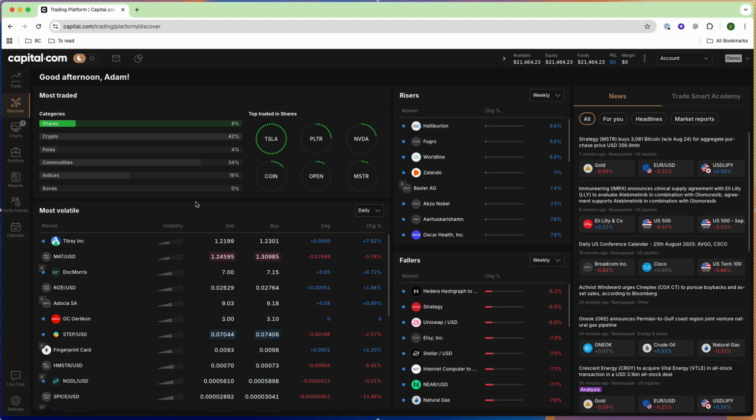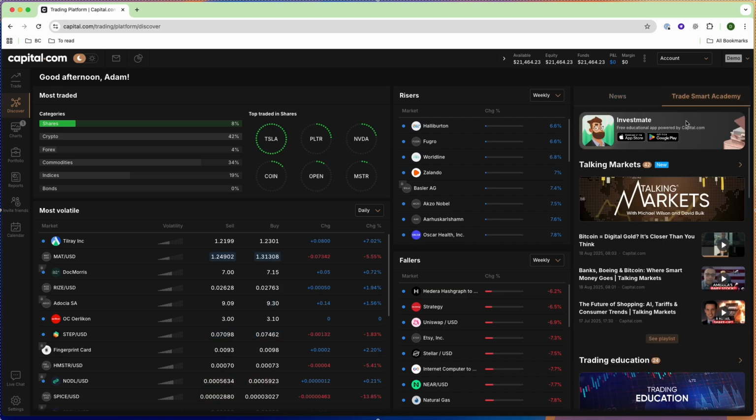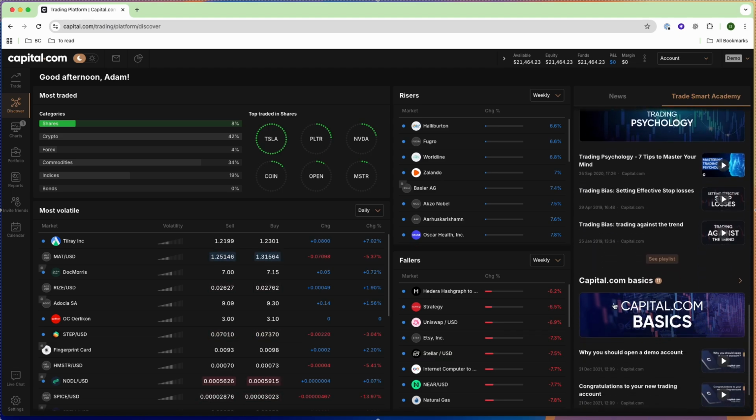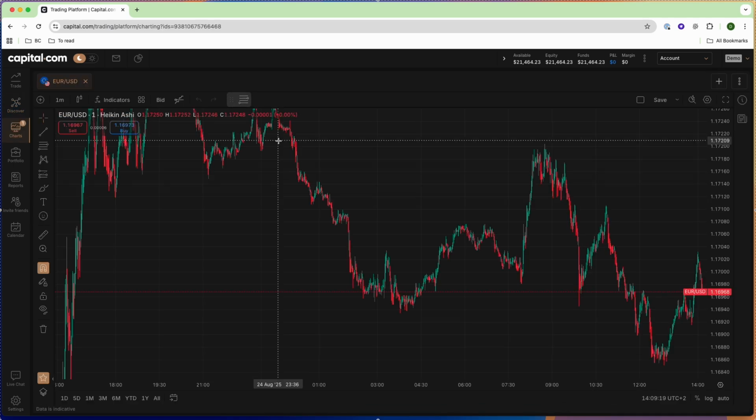After logging in, click on the Discover tab in the left panel, which acts as your market radar. Here, you can see which markets are active, which instruments are rising or falling, and which are the most volatile assets. On the right, a real-time newsfeed keeps you informed without having to leave the platform, and by switching to the Trade Smart Academy tab, you can also access capital.com's Talking Markets podcast as well as some legacy educational content. This screen makes it easy to spot opportunities, and by clicking on any tickers, you get to the charting area.